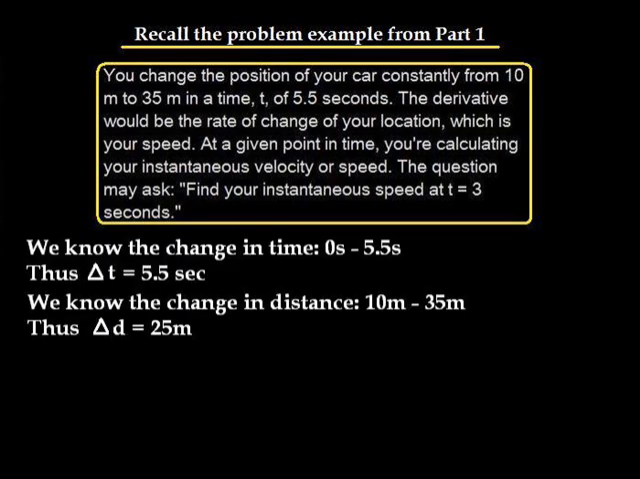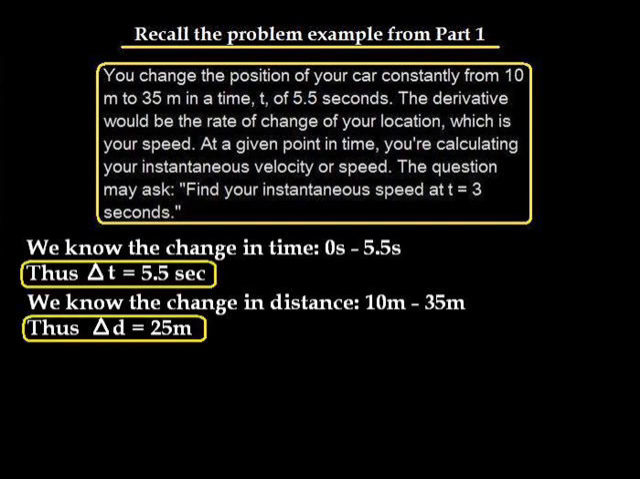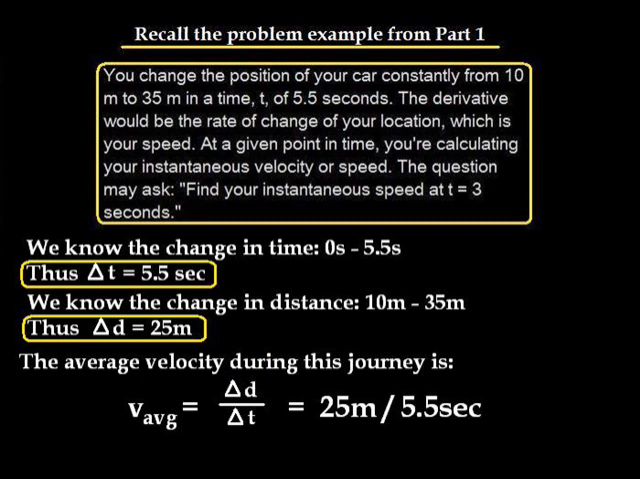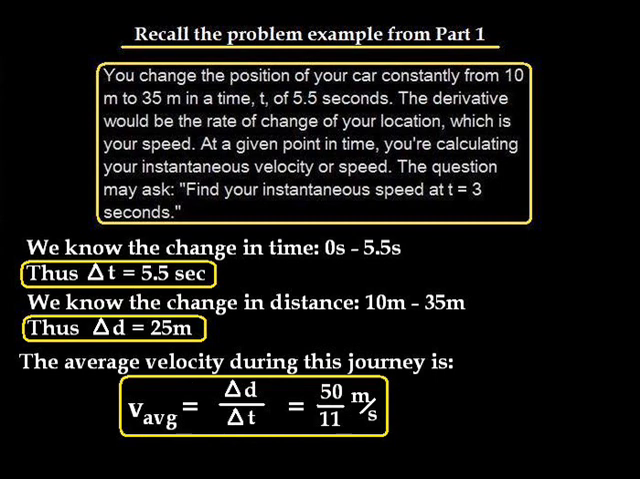So from the problem, we know the change in time is 0 to 5.5 seconds, which gives us a delta t, or change in time, of 5.5 seconds. We know the change in distance is 10 to 35 meters, which is a delta d of 25 meters. So we're going to plug these two numbers into the equation to find the average velocity during the journey, which is delta d divided by delta t, which gives us 25 meters divided by 5.5 seconds, which comes out to 50 over 11 meters per second.